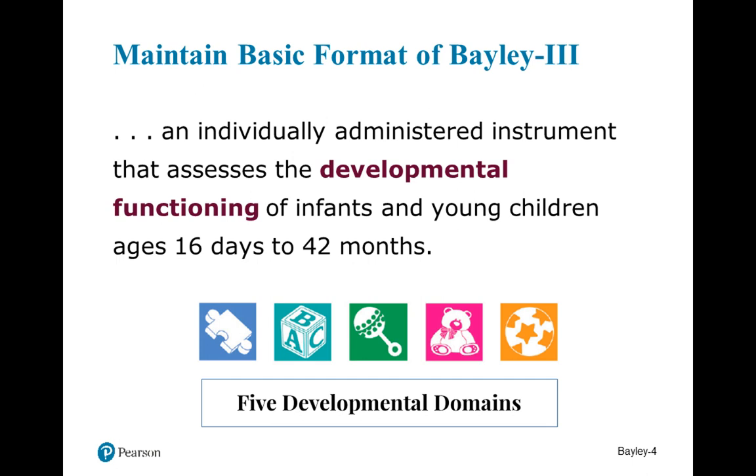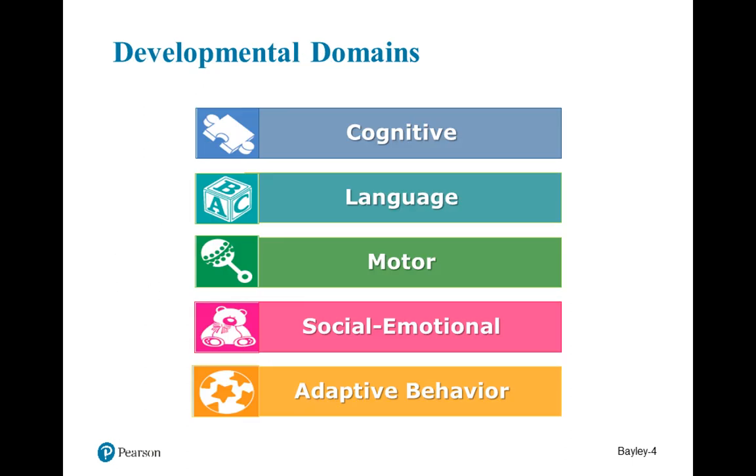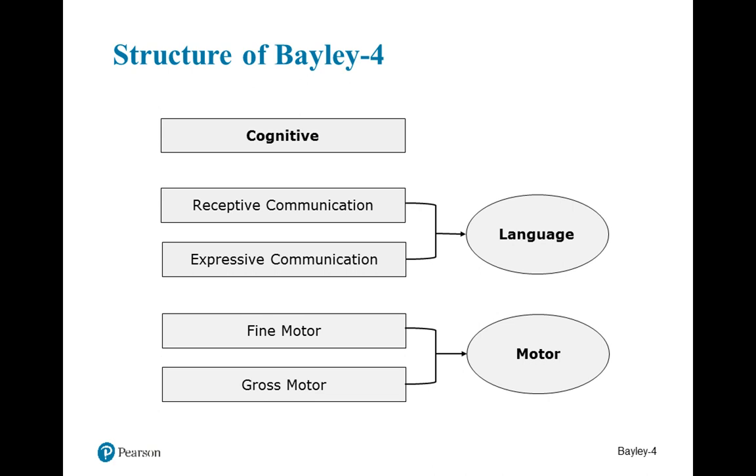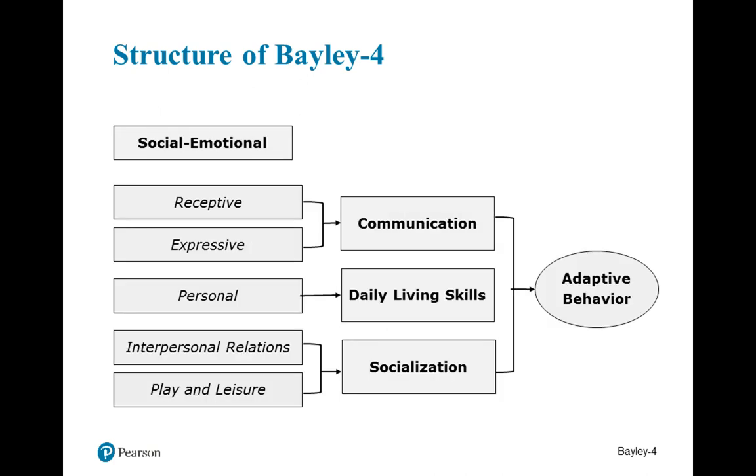It still assesses the 5 domains, as you're familiar with, that being cognitive, language, motor, social emotional, and adaptive behavior, again, to meet those IDEA requirements. The basic structure is still the same. You have your cognitive scale. Your language scale is broken up into receptive communication and expressive communication. The motor scale is broken into fine motor and gross motor, just as you're familiar with in the past Bayley. Again, we have the social emotional scale along with the adaptive behavior scale.